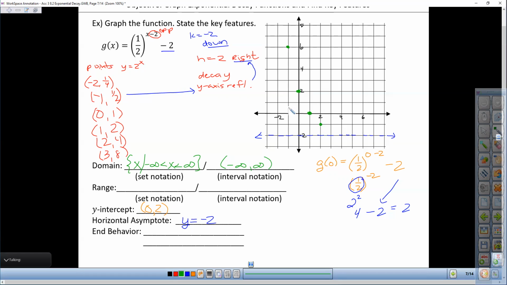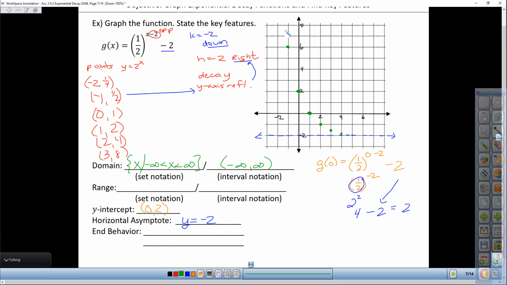(-1, 1/2). Since it's to the left of the y-axis, the reflection puts it on the right side at (1, 1/2), and then it translates right 2, down 2, and ends up at (3, -1 1/2). And then my little (-2, 1/4) flips to the right side, translates right, translates down, and ends up, as I would expect, real close to my asymptote.